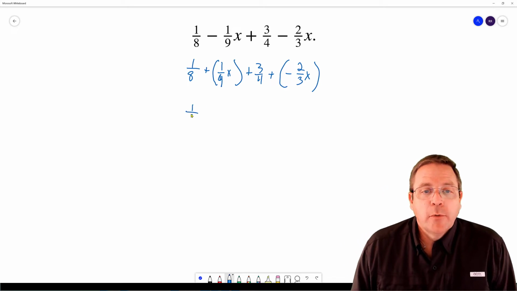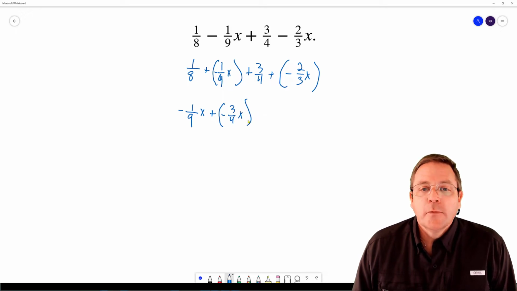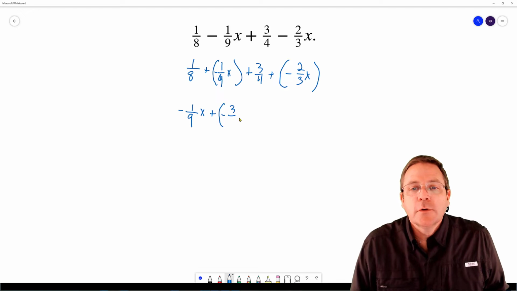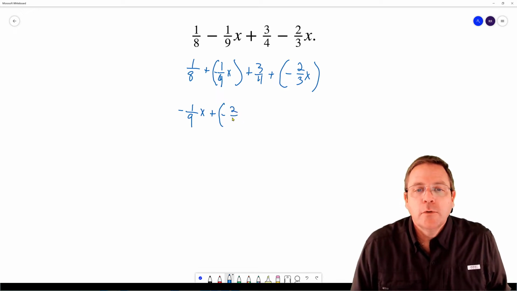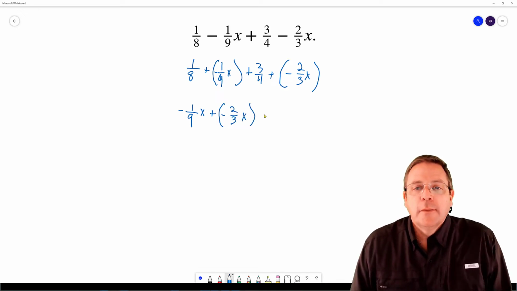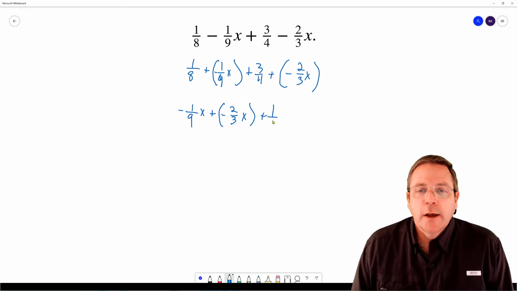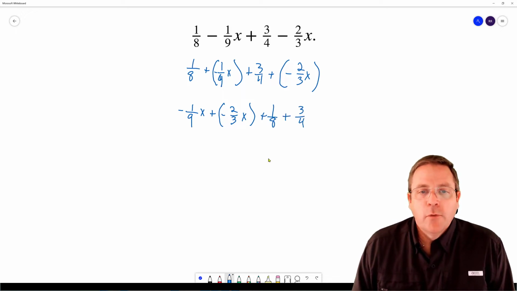So I'm going to have my variable terms first, 1/9 x, and that's a negative 1/9 x, plus a negative 3/4 x. I'm sorry, that's not 3/4 x, that's 2/3 x. I was looking at the wrong numbers. 2/3 x. And then we're going to do plus the constant 1/8, and then plus the constant 3/4.